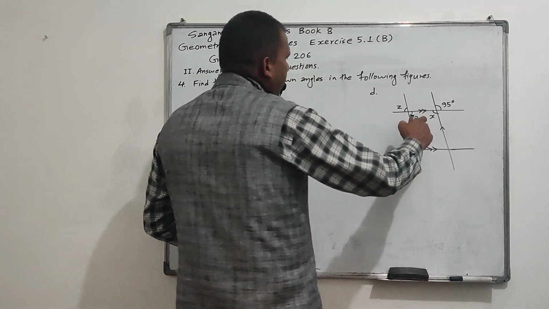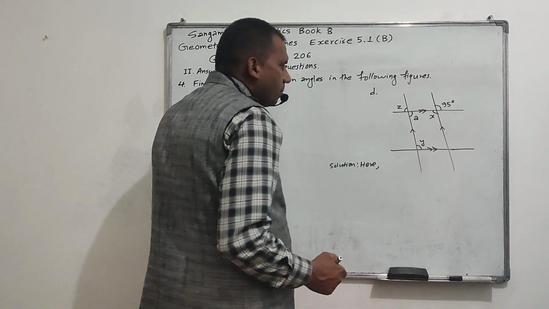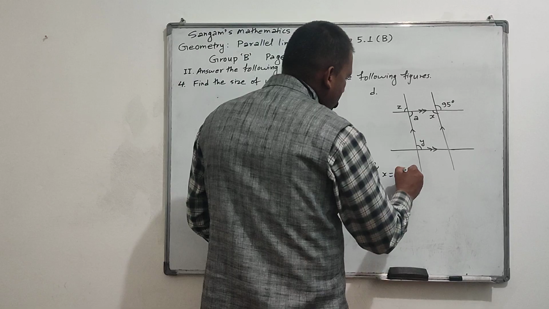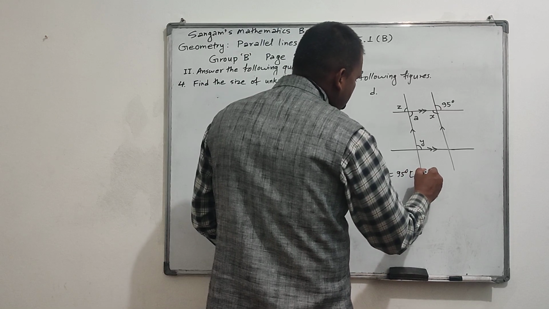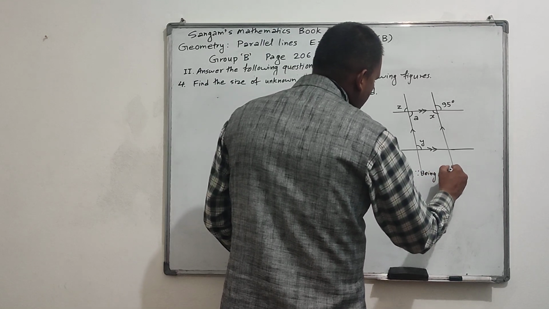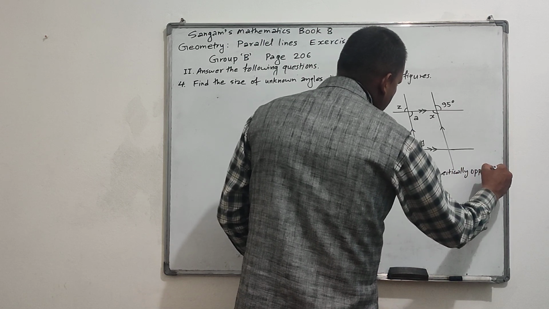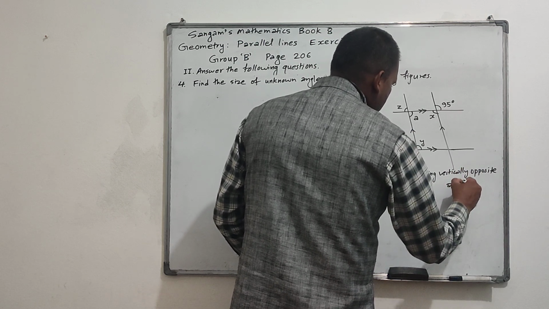X and 95 are vertically opposite angles, so we can write x equal to 95 degree, being vertically opposite angles.